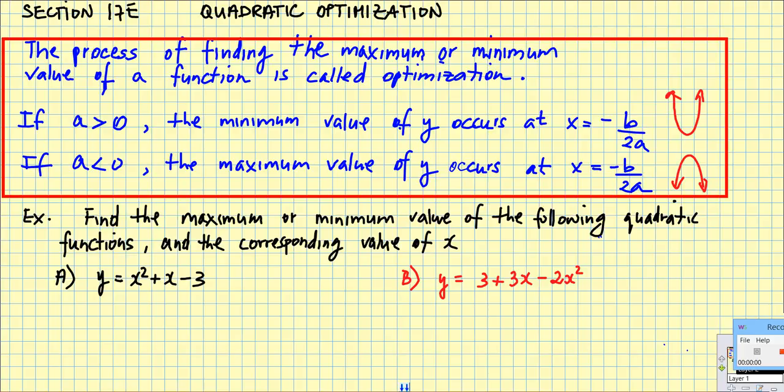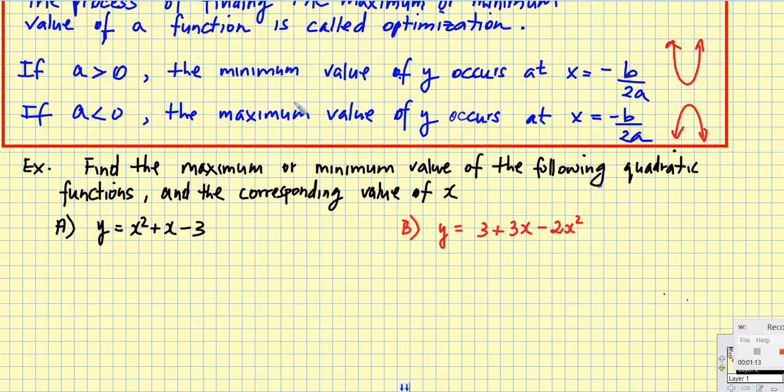All right, so the question that we can take a look at very quickly, as a quick review, is to find the maximum or minimum value of the following quadratic functions and the corresponding value of x. If I want to find the maximum or minimum value of the following functions, that means I'm looking for the vertex, so I'm looking for the highest point or the lowest point. Let's take a look at the first example.